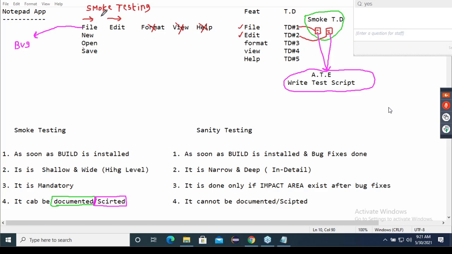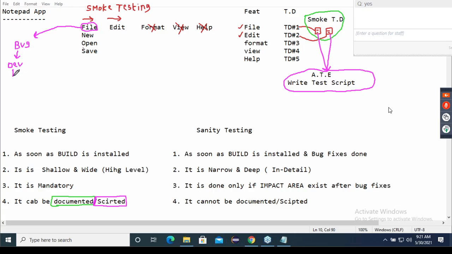First, don't miss the sentences in between. Smoke testing is passed, then I started normal testing. That is what I'm saying. So normal testing I started on this file. It may be functional, integration, system. When I started testing, I found a bug. You give this bug to the developer.